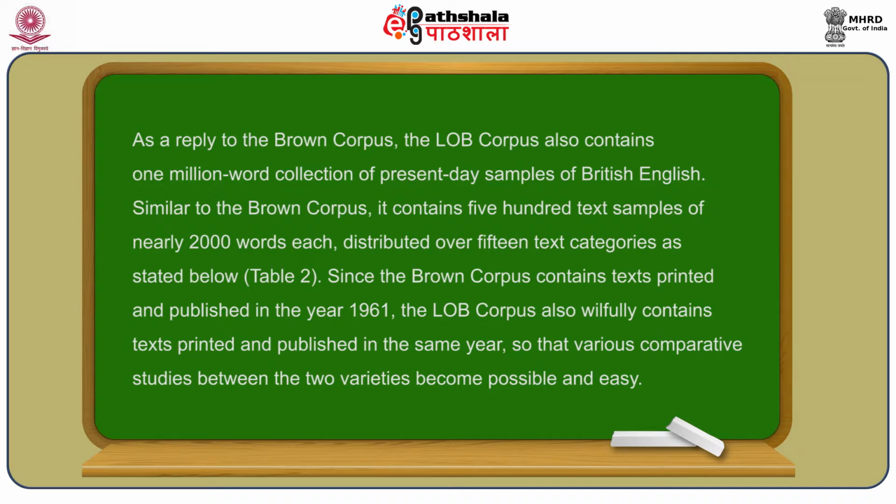Similar to the Brown corpus, it contains 500 text samples of nearly 2000 words each, distributed over 15 text categories, as also noted in the case of the Brown corpus. Since the Brown corpus contains text printed and published in 1961, the LOB corpus also deliberately contains text printed and published in the same year, so that various comparative studies between the two varieties become possible and easy.